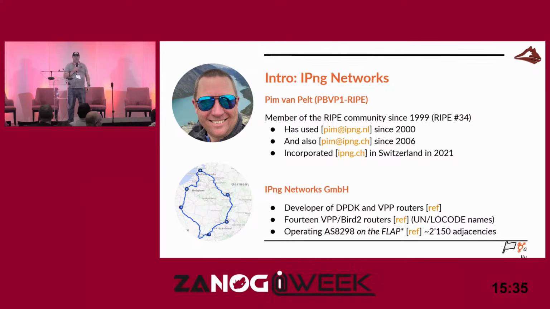And I develop DPDK and VPP, so these are router data planes that run on commodity hardware, just your PC or your rack-mountable server. And the European loop there you'll see is Frankfurt, Amsterdam, the north of France, Paris, Geneva, and Zurich, where I hail from. So these things are all open source. They run VPP and a routing plane called Bird. There's 14 of them. We're the number 3, I think, best connected ISP in Switzerland, which is ironic because we don't do that much traffic. And we appear on the map under AS 8298.